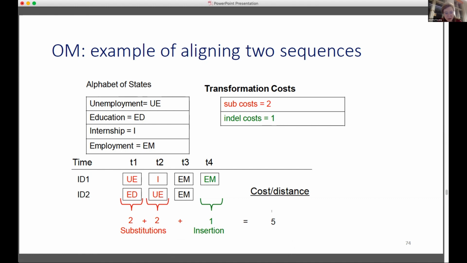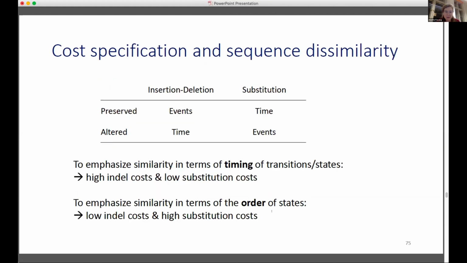Now, what optimal matching does, usually there are many different ways to transform one sequence into another. And what the algorithm does is it walks through all possible ways of transforming one into the other and then selects the cheapest. But this is why it's so computationally intensive, because first of all, I'm comparing everybody to everybody else. So I have a larger number of distances and comparisons than I have individuals in the sample. And then the algorithm has to walk through all possibilities of transforming one into the other to find the cheapest way of doing this.